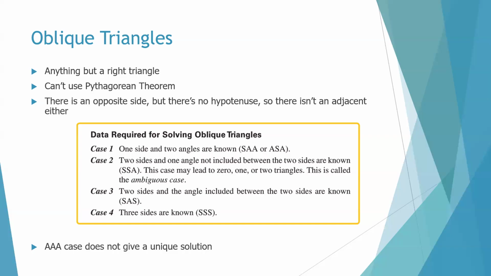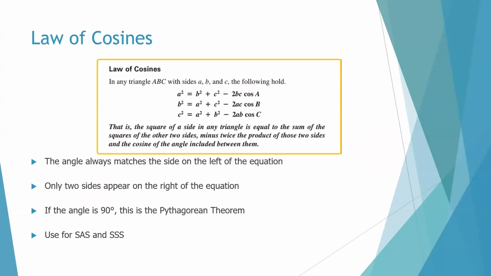Two sides and the angle included between the two sides are known as side-angle-side. And three sides, side-side-side. Angle-angle-angle does not give a unique solution. Okay, so these are some congruence properties you guys should be familiar with.